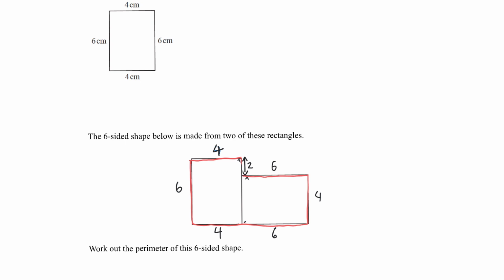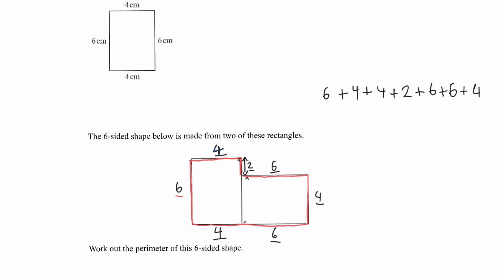So that is why we can rub them out. So yeah, we just need to add everything together. So then you're going to do 6 plus 4 plus 4 plus 2 plus 6 plus 6 and plus 4. So we should have 1, 2, 3, 4, 5, 6, 7.